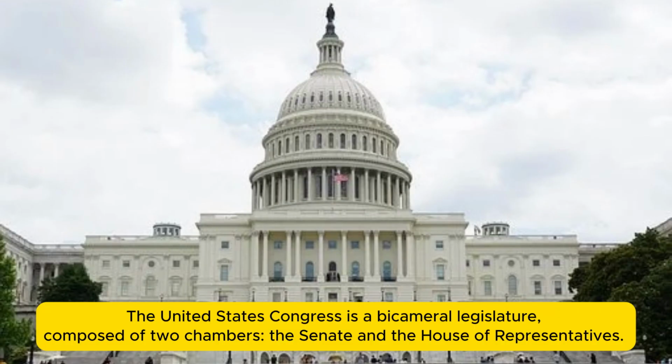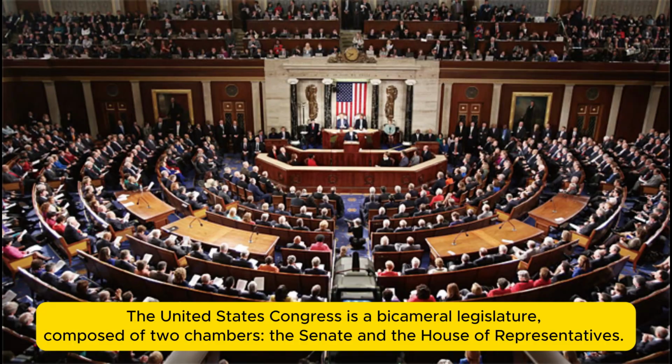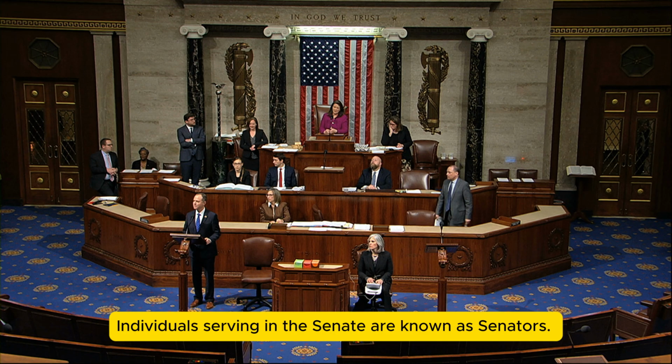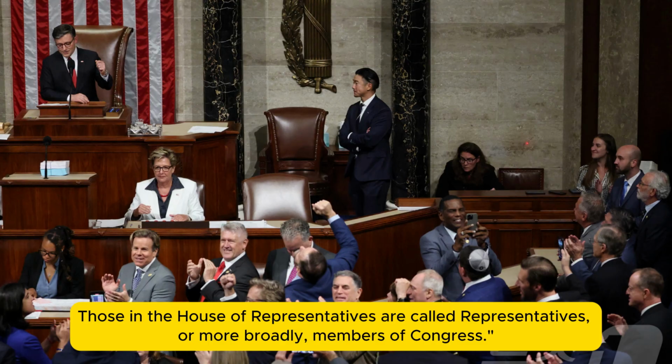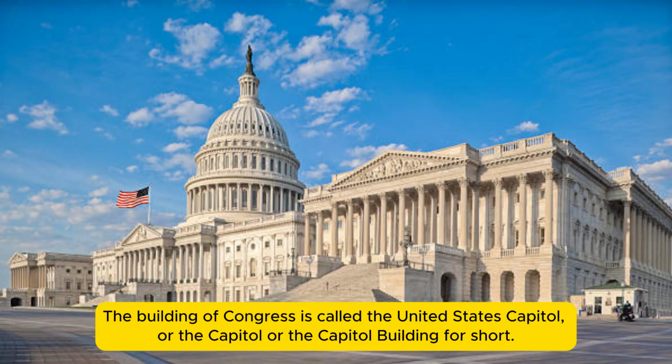The United States Congress is a bicameral legislature, composed of two chambers, the Senate and the House of Representatives. Individuals serving in the Senate are known as senators. Those in the House of Representatives are called representatives, or more broadly, members of Congress. The building of Congress is called the United States Capitol, or the Capitol Building for short.